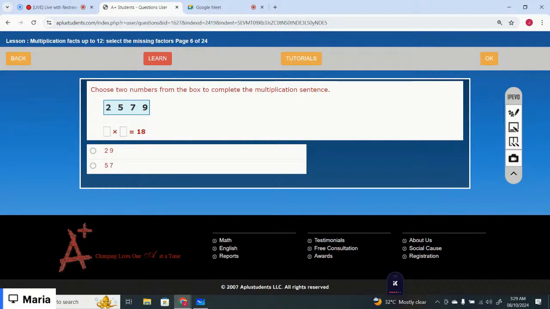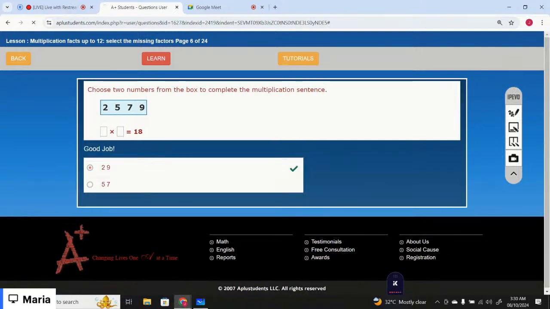We choose two numbers from the box to complete the multiplication sentence. So which two numbers have the product 18? Two times 9 is 18. Correct option.